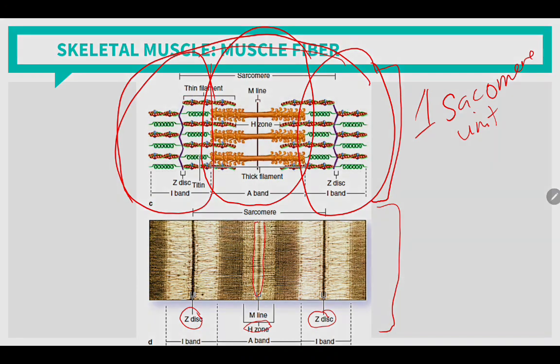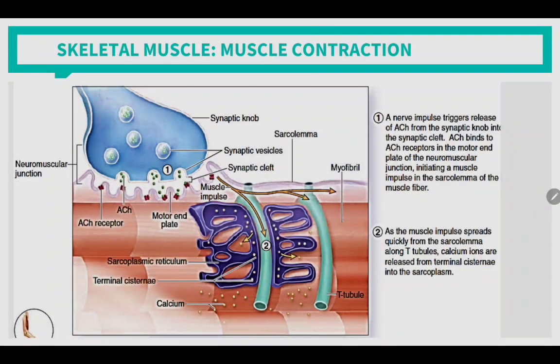Nangyayari muscle contractions because of, number one, you need to have a nerve impulse. Okay? So, a nerve impulse triggers the release of ACh or yung acetylcholine natin from the synaptic knob into the synaptic cleft. Basically, guys, kapag ang brain natin decided to do something, let's say, for example, i-flex mo yung arm kasi nagpakita ka ng biceps mo kay baby girl, no? So, your brain will send nerve impulses, which trigger the release of your acetylcholine from the synaptic knob into the synaptic cleft.